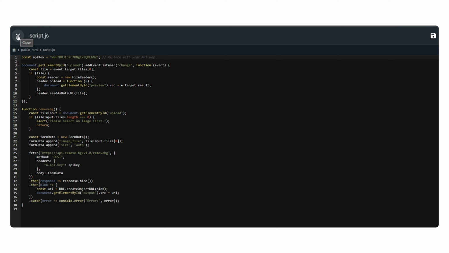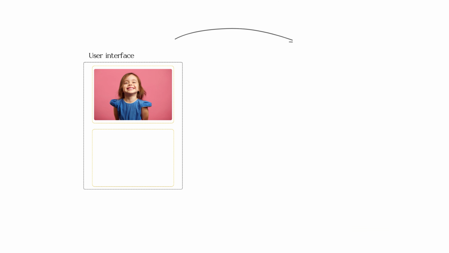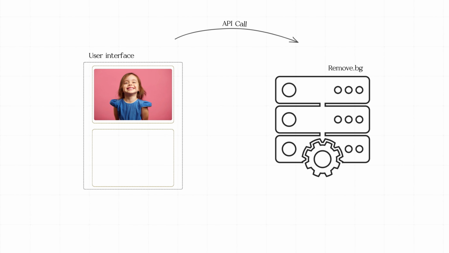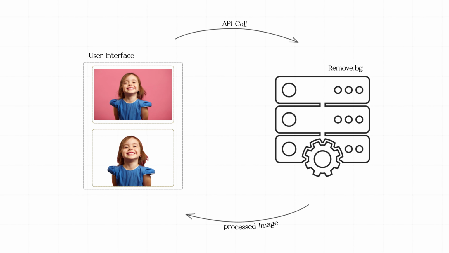The working process here is simple. When a user uploads an image, it gets sent to remove.bg via the API. The background is removed and the processed image is sent back through the API response. Now that everything is set up, I'll show you the results at the end of the video after deploying the scripts from DeepSeek AI and Claude AI so we can compare them.